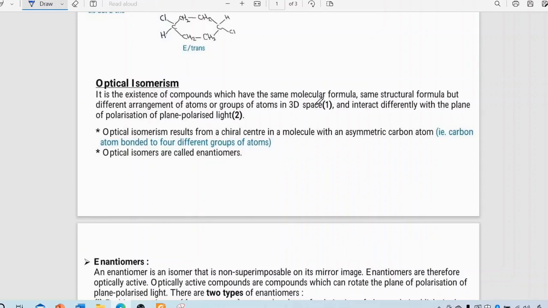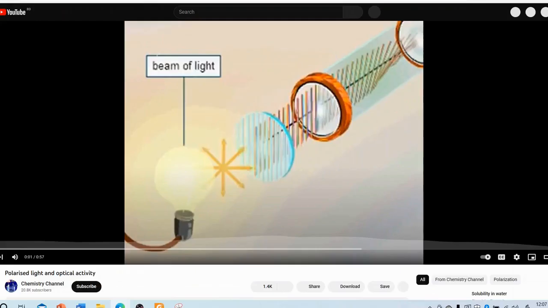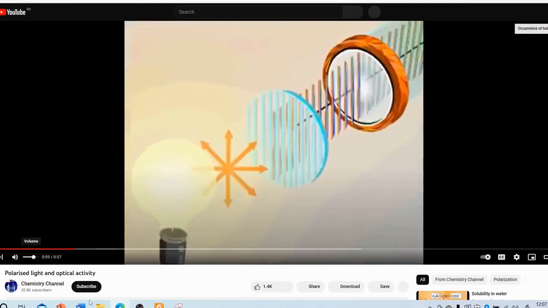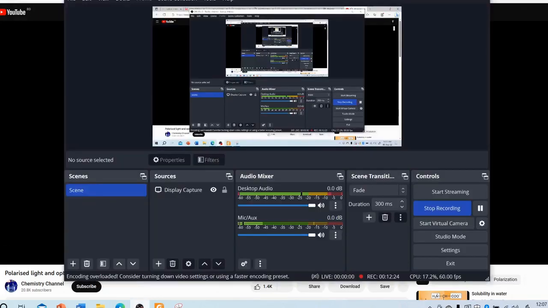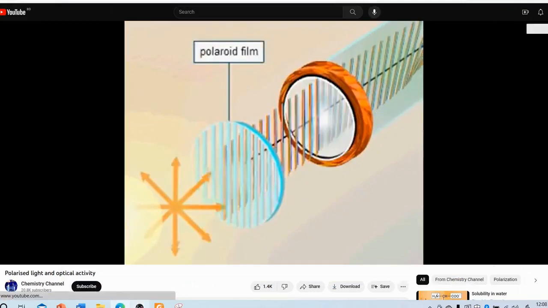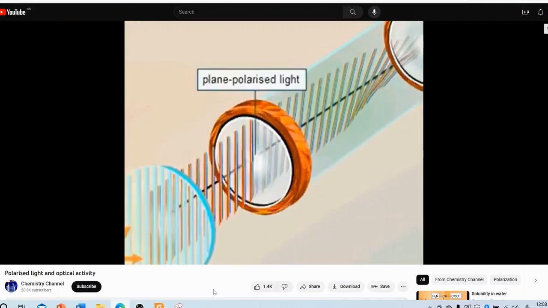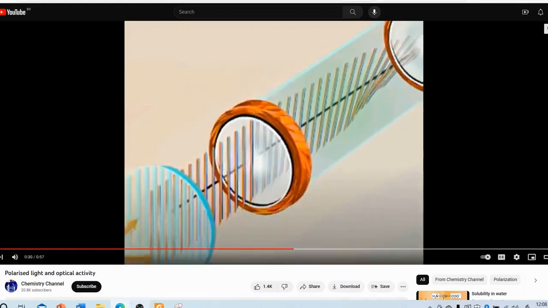The other part of that is that these are organic compounds that interact differently with the plane of polarization of plane polarized light. So what is plane polarized light, if you ask me? An electromagnetic beam of light is composed of electromagnetic waves that vibrate in all possible directions perpendicular to its path. Certain materials, such as plastic Polaroid film, have the property of absorbing all the waves except one that vibrates in a particular plane. Light that consists of waves vibrating in only one plane is referred to as plane polarized. So that is done.